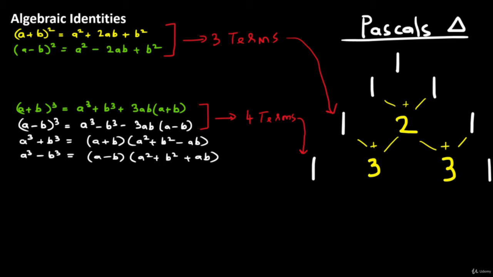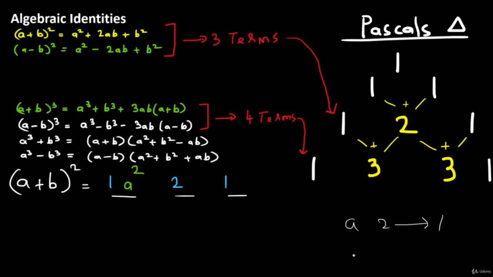So let's try to find out a plus b the whole square. Now we know that it has 3 terms, right? So let's mark 3 positions. Now let's use 1 2 and 1 as the coefficients. So I have 1 over here, 2 over here and 1 over here. Now I start with a to the highest power, which is 2. So I have a square over here. In the next term, I reduce the power of a by 1 and increase the power of b by 1. So over here there is 0 power of b. So b goes from 0 to 1 and a's power goes from 2 to 1, right? So over here I have a to the power 1 and b to the power 1.